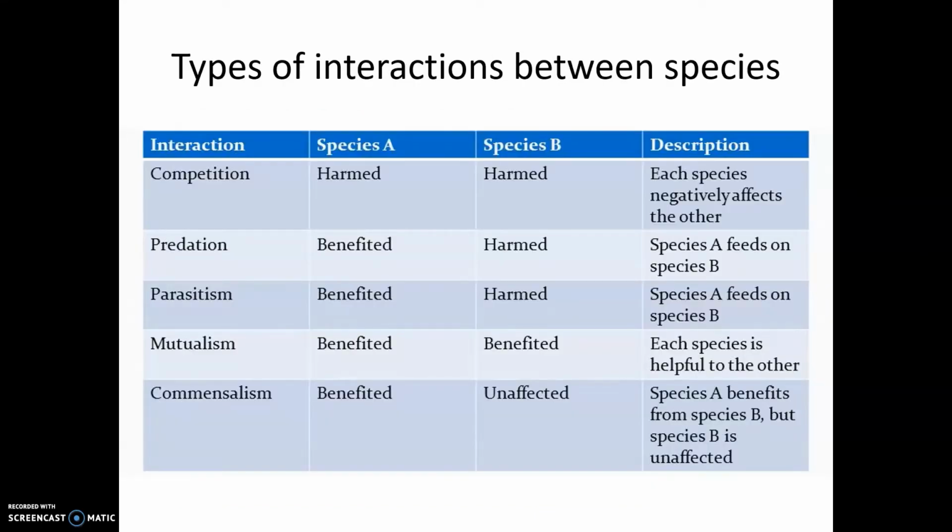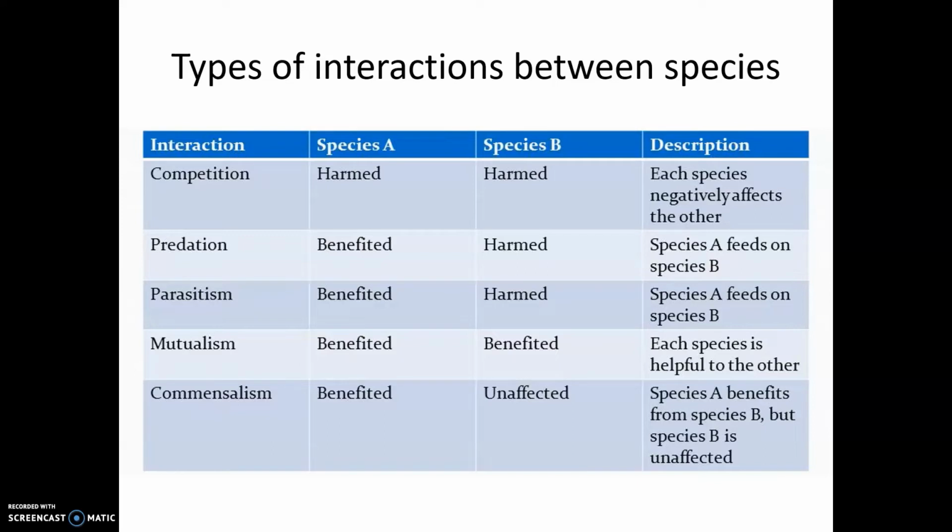And then I promised you this table that gives an overview of all the different types of interactions that we can have between species in a community. So we have these 5 out here: competition, predation, parasitism, mutualism, and commensalism. And they are defined according to whether they harm, benefit, or leave unaffected the two species that are involved in this interaction, right?